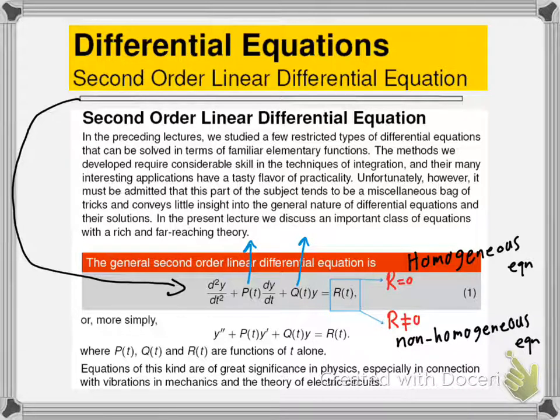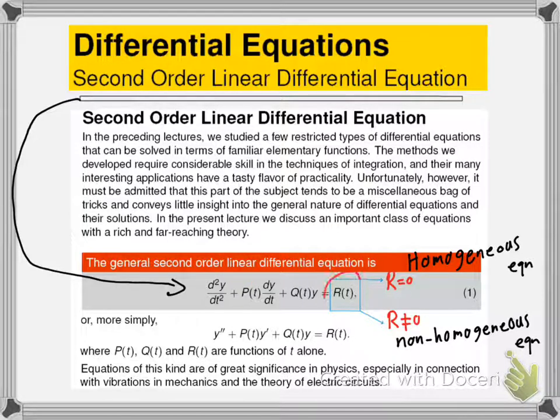If the coefficients are constant, we will name it a second order linear differential equation with constant coefficients. And if the coefficients are functions, we will name it a second order linear differential equation with variable coefficients.